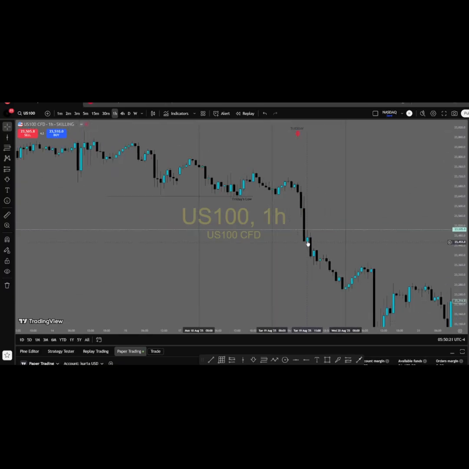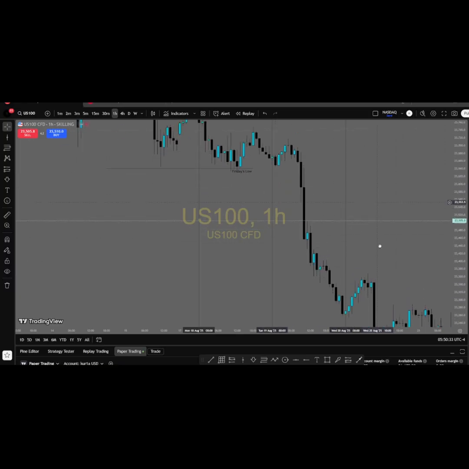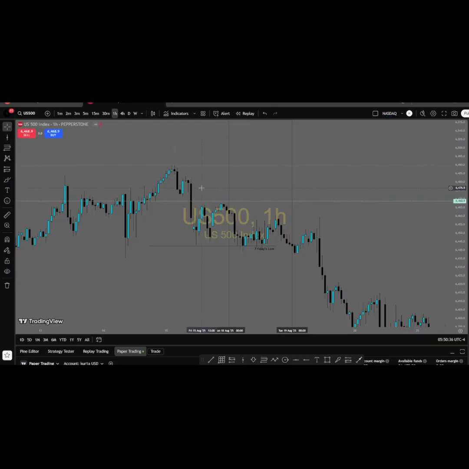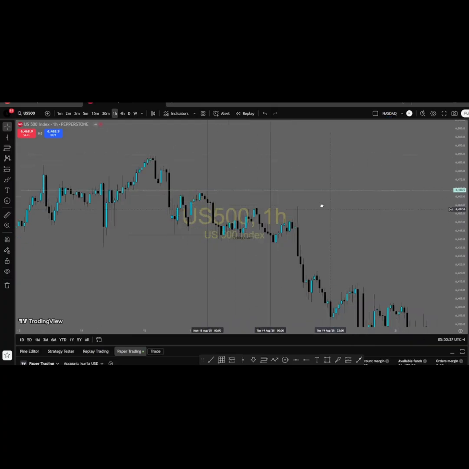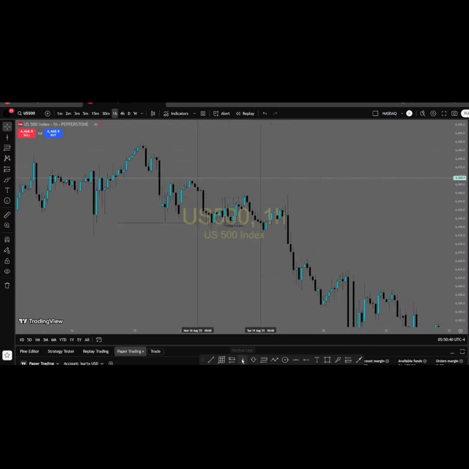So when I came to the market at around 7, what did I see? I saw that we had already created some form of daily low at 1, okay, on US100. And then I looked at US500 and I noticed that we had created what we call a lower low, this one here, at the same time, 1 a.m.